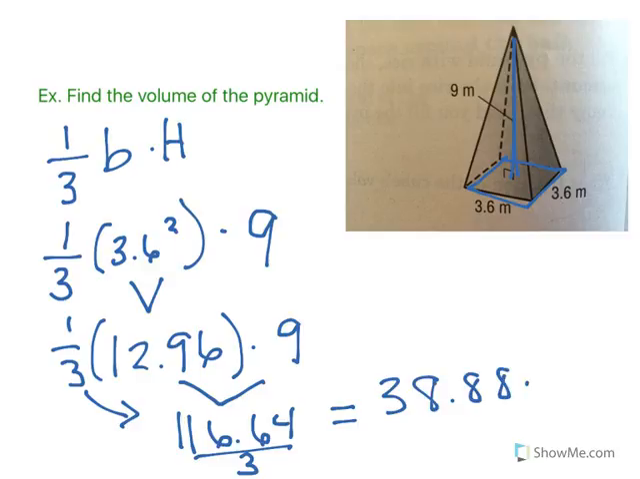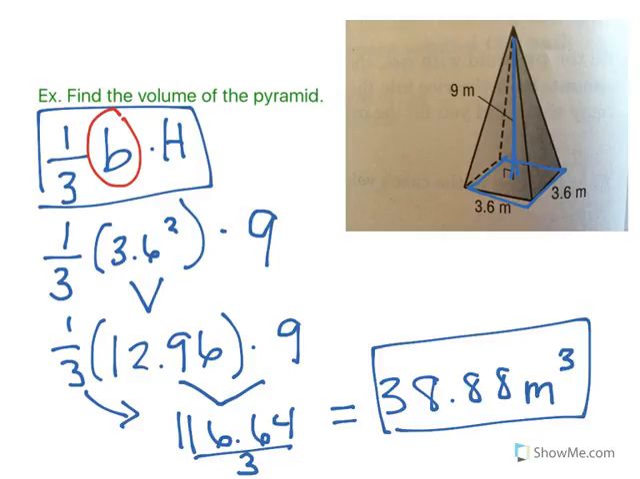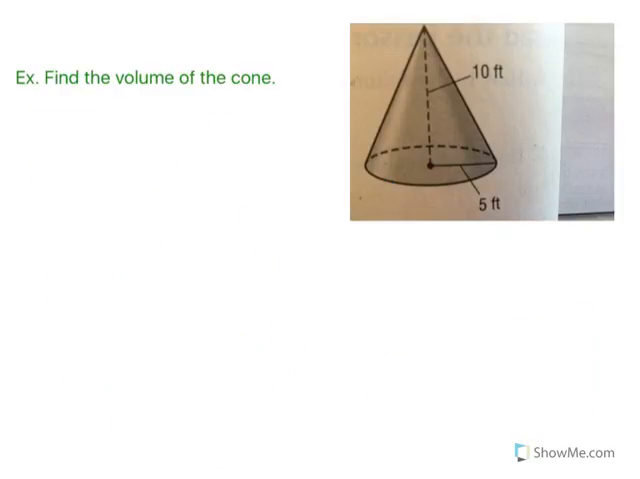And now volume is always going to be to the third power. So it's going to be meters to the third power. All right, so very simple again. Know this formula, and all we're going to do is plug in for my base, and the area of a square is just take one of the sides and square it, or length times width, so 3.6 times 3.6. So last example, find the volume of a cone.